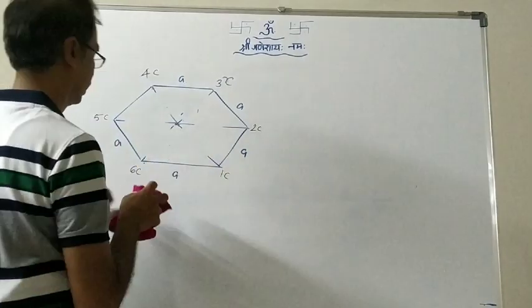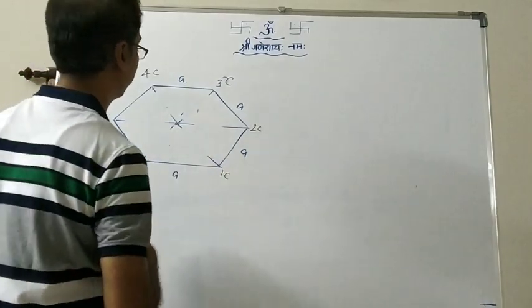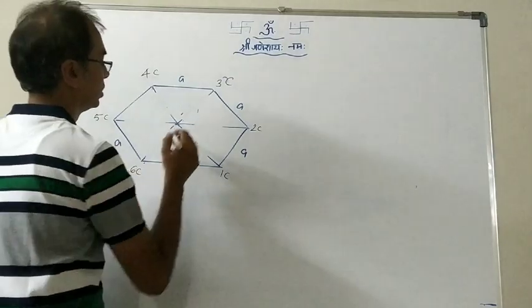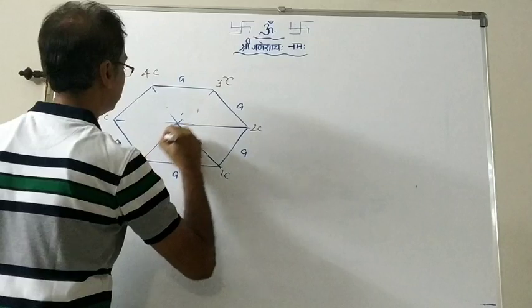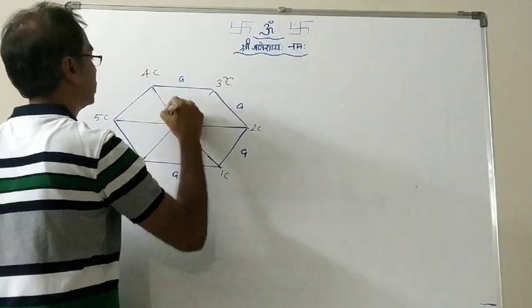Now how to do that? This time the charges are not equal on the vertices. All are different charges. Okay, so how to find it? Alright, let's see what we can do.